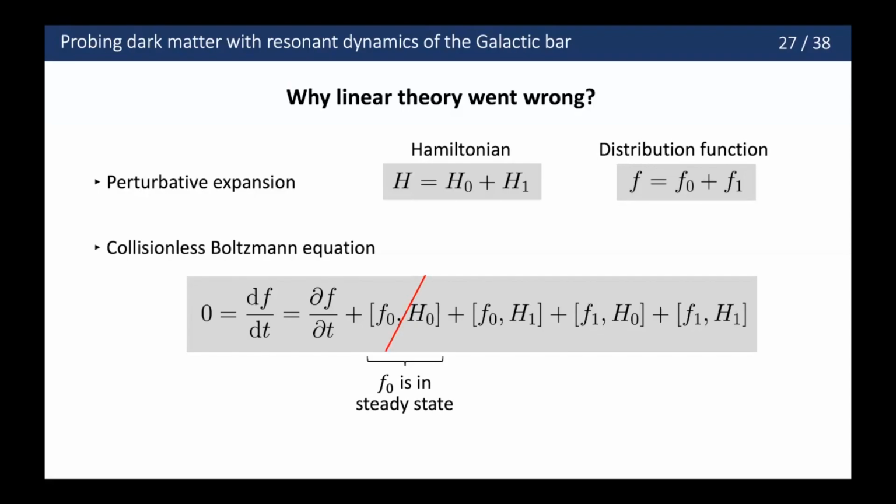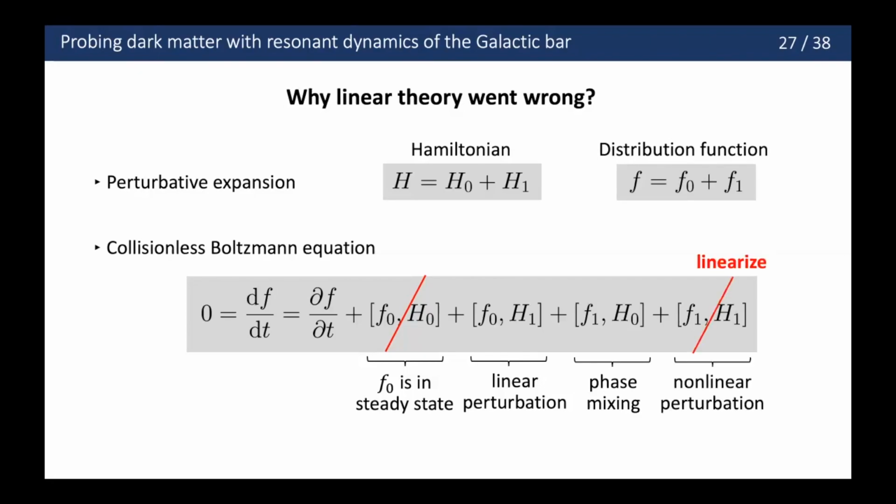The next term describes how the unperturbed distribution gets perturbed by the bar. So this is the linear perturbation. The third part describes, once the distribution gets perturbed, how the perturbed part evolves under the unperturbed trajectory. How does it shear along this unperturbed trajectory? This basically describes the linear phase mixing. And the last term describes how the perturbed part gets further perturbed by the bar. But the gist of linear theory is to ignore this term.